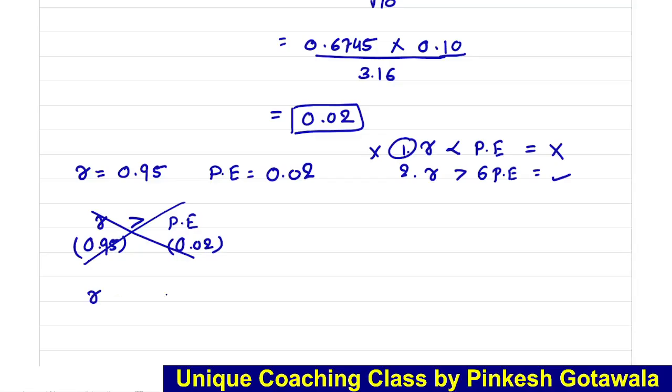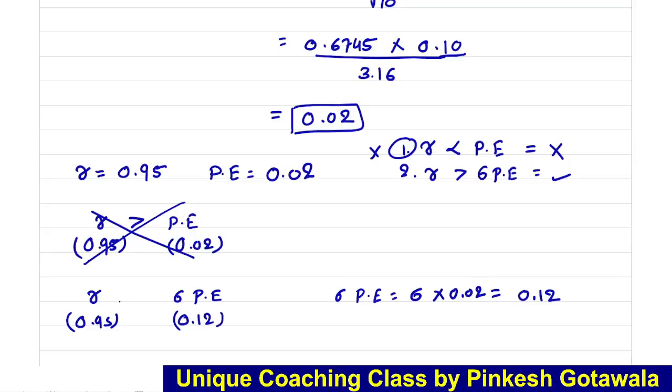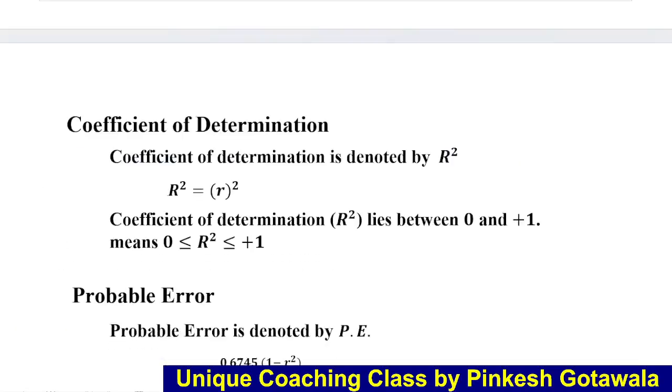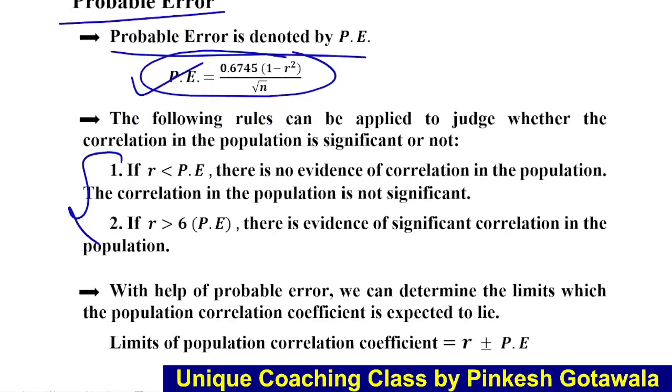Now the second rule, R and 6P. R is 0.95 and 6P, find out separately. So it would be 0.12. Now which sign would it become? Here again R is greater, so the greater than sign comes. Now you can see that the second rule matches. R greater than 6P, the second rule matches. So here we have to write this. Okay, this is how to check both rules.